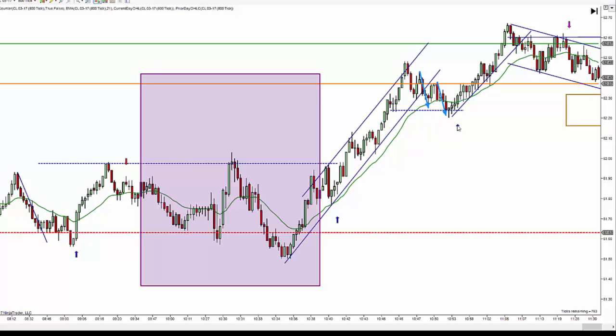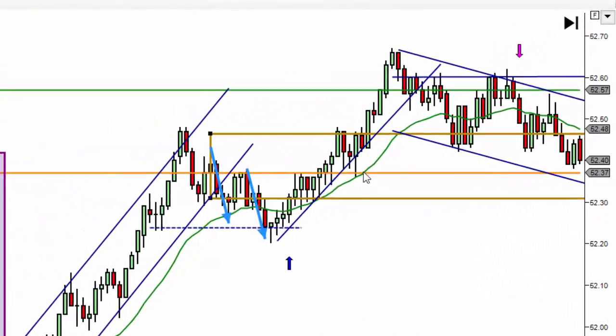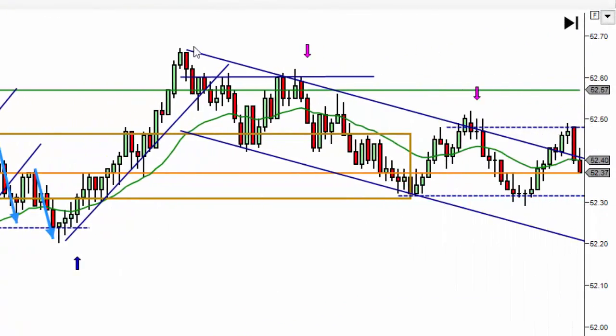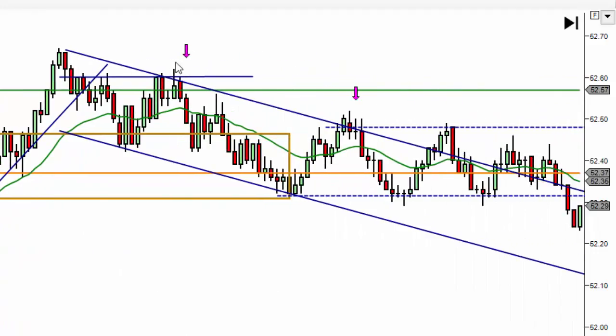We got a pullback down to here, find some support, and you got enough room to get out to the top, right here, and even to this. So you can get in pretty late and still have an opportunity to get up there, and you can see that price moved up to this area. But then it really channeled, spike and channel, started coming back down in the other direction.